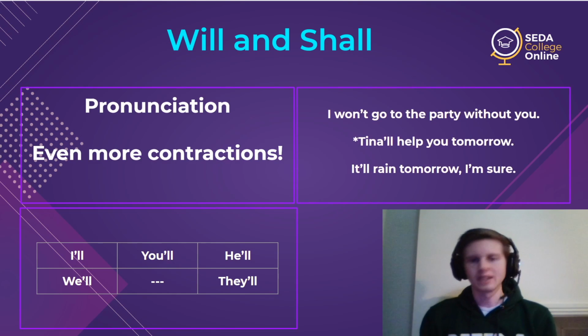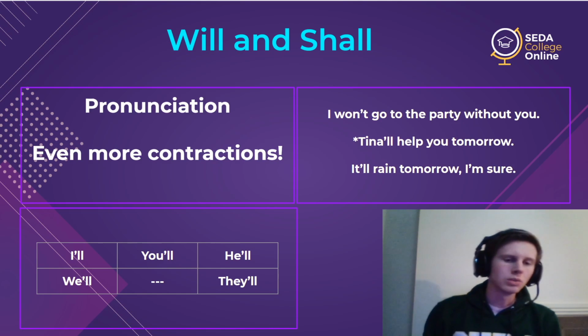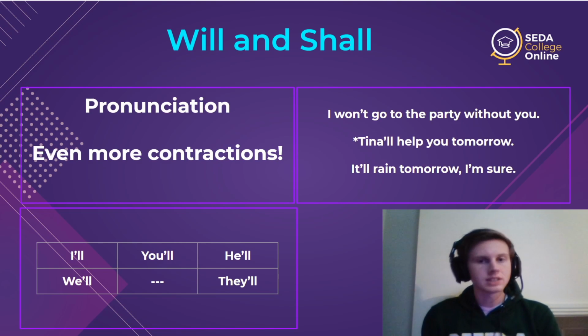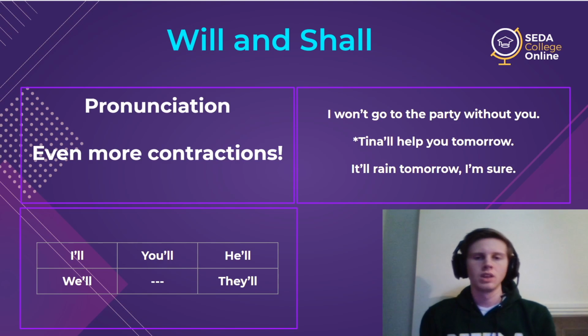So here are some examples from previous sentences changed now to the contractions. I won't go to the party without you. There's again that negative contraction. I won't go. So we have positive contractions: I'll, you'll, he'll, we'll, they'll. And we have the negative contraction, won't. And it's the same for everything. I won't, you won't, he won't, we won't, they won't.